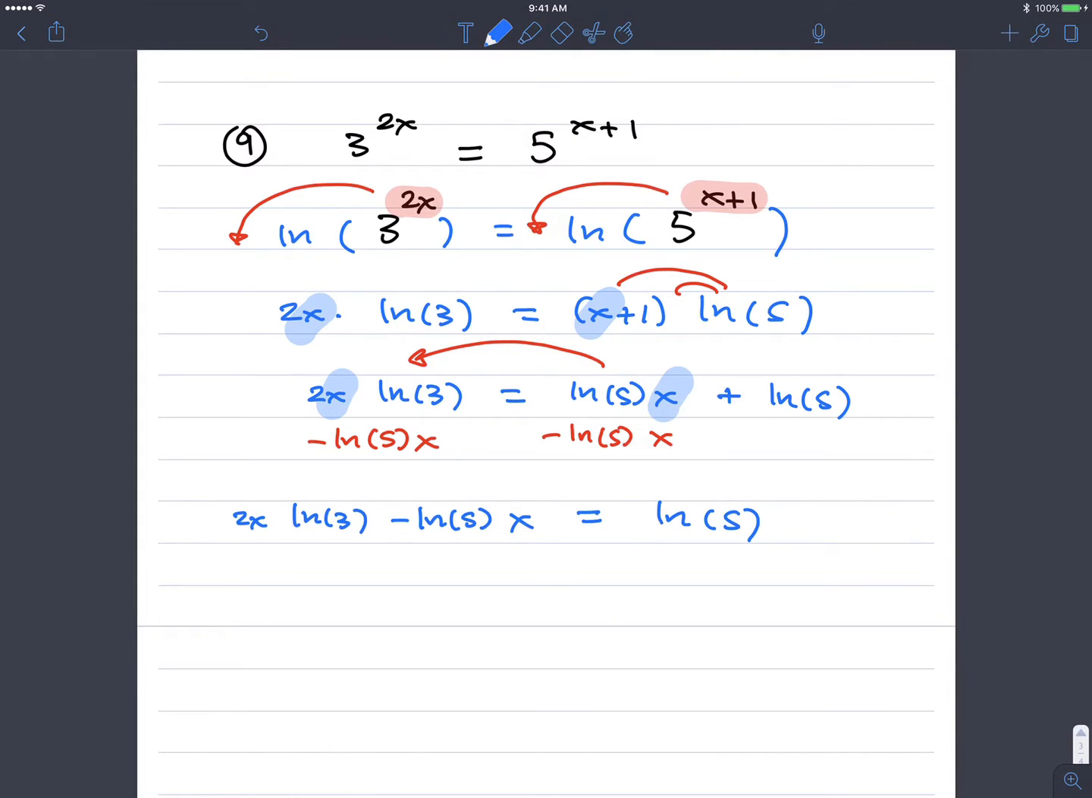So I actually prefer to just think of this as translation, and it's not a big deal. Notice our x is here and our x is here. We have the x on the same side of the equation. Now this is important because what we can do now is factor out that x, and what you're left with is 2 natural log 3 minus natural log of 5 on the left hand side, and that's going to equal the natural log of 5.